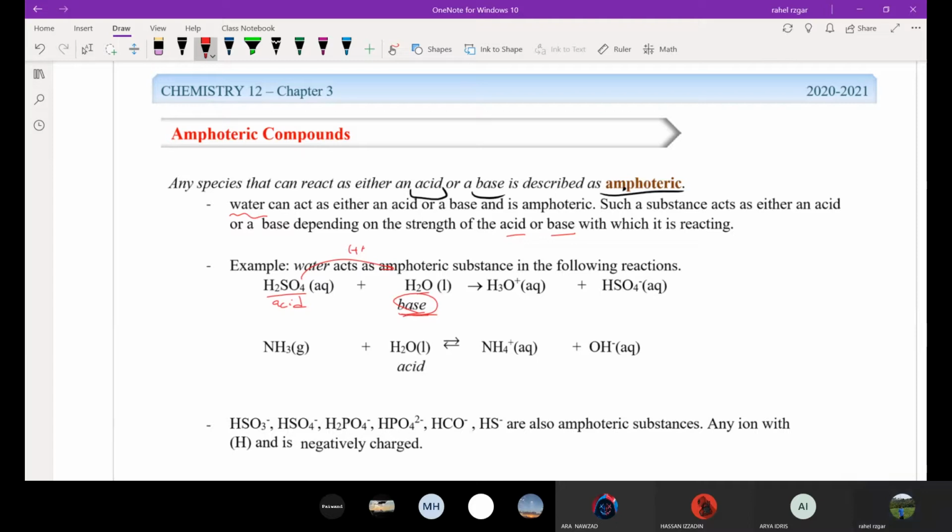Base. But now H2O with NH3: the NH3, compared to the H2O, is more basic, not more acidic. So H2O is more acidic than NH3.